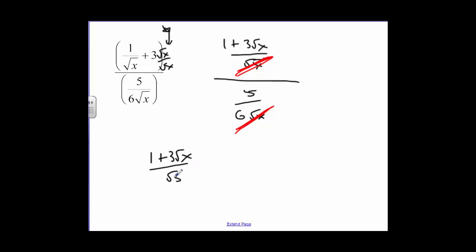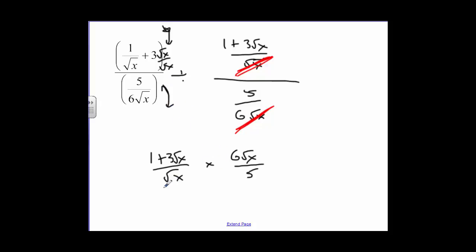Rather than dividing, which these things essentially are being asked to do, rather than having a divide sign between it, you can make it a multiply, but you have to flip the fraction on the bottom upside down. It's called multiply by a reciprocal.